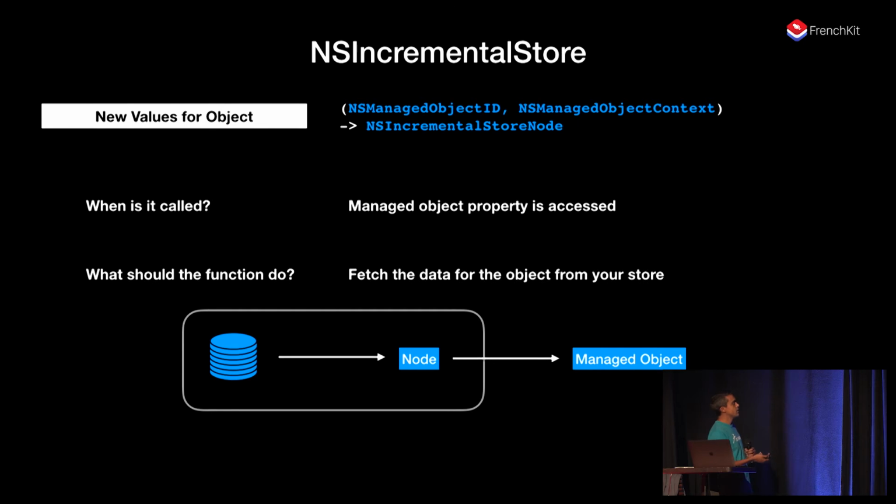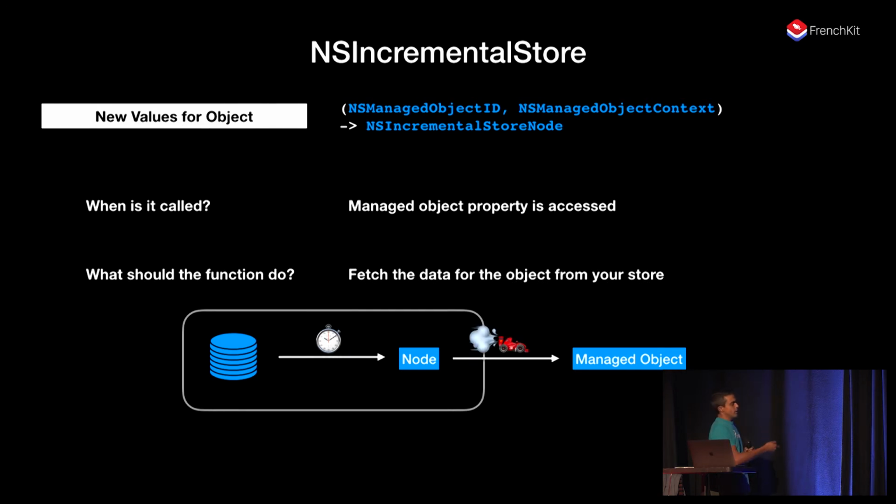So you're not returning an NSManagedObject. What you're returning is a node. And Core Data takes care of converting that node into the relevant managed object. So this can be expensive depending on how you implement this method, what database you're using, whatnot. But going from a node to managed object is fairly fast.